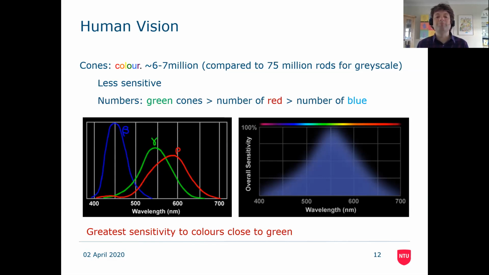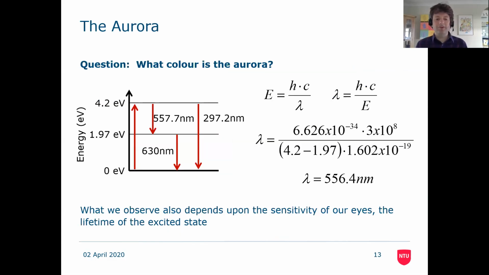So your eyes are the most amazing optical device, most sensitive to green. That's one key reason why we see more green northern lights than red. There's another reason. The second reason is it depends upon the lifetime of the excited state.